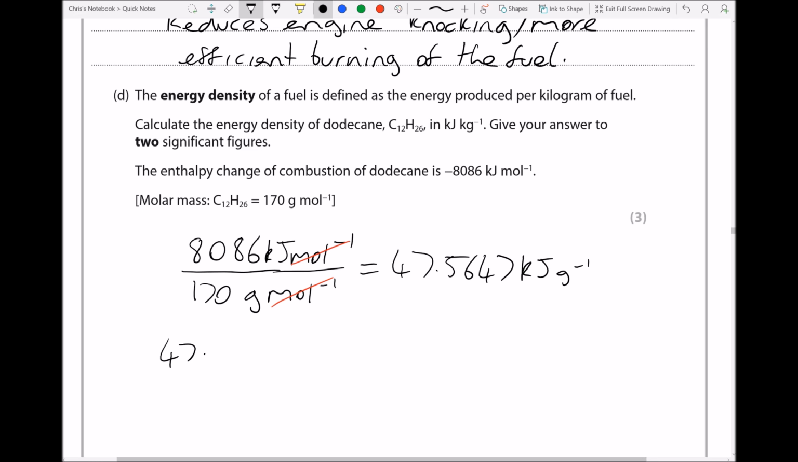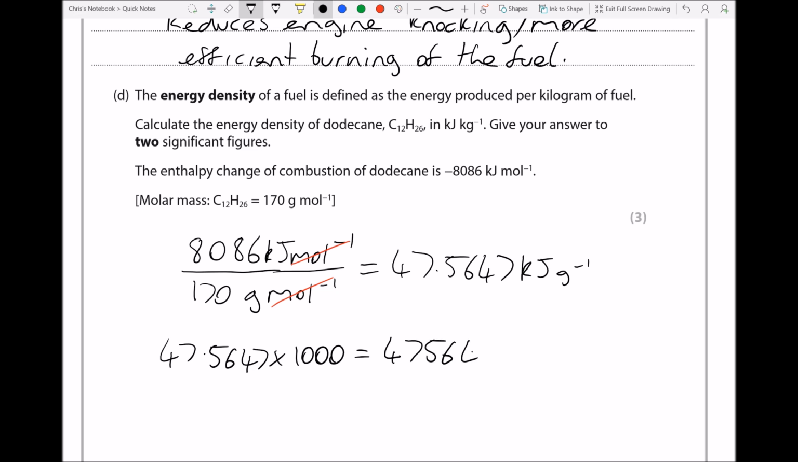So 47.5647 times 1,000. That will get me into kilograms. So we're just going to shift the decimal point 3 places. So that's going to be 47564.7 kilojoules per kilogram. Okay. The question wanted it in two significant figures. So for two significant figures, we take the first two, 4 and 7. The number afterwards is a 5. It rounds the 7 up to an 8, and all the rest is converted into zeros.